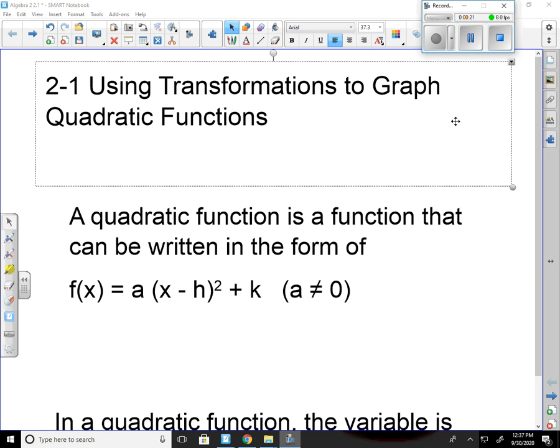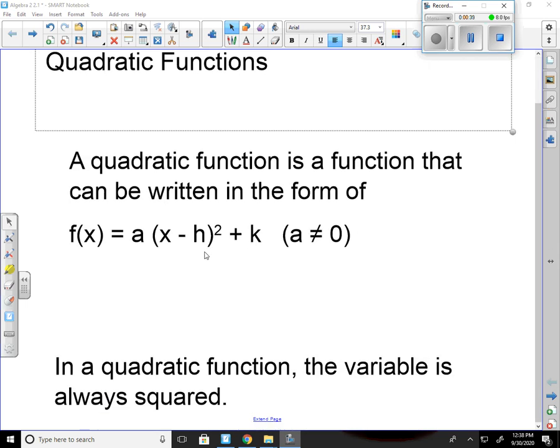So a quadratic function is a function that can be written in the form of f of x equals a, which is just some number, times x, that's our variable, minus h squared plus k. In a quadratic function, the variable is always squared. So no matter what, my x always has to be squared in order for it to be considered a quadratic. We kind of knew that from the last section. I mean, we went through our parent functions, and quadratics had the x squared every time. So we kind of knew that about the x. It's got to be squared.